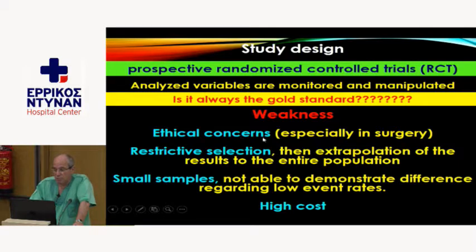ethical concerns, especially in surgery. Can you expose the patient to something totally new if you don't know anything about what would be the future of this? Restrictive selection is another weak point. Why? Because extrapolation of the results to the entire population can be a problem. Small samples are another weak point, because in general they are not able to demonstrate the difference regarding low event rates. And finally, very high cost.